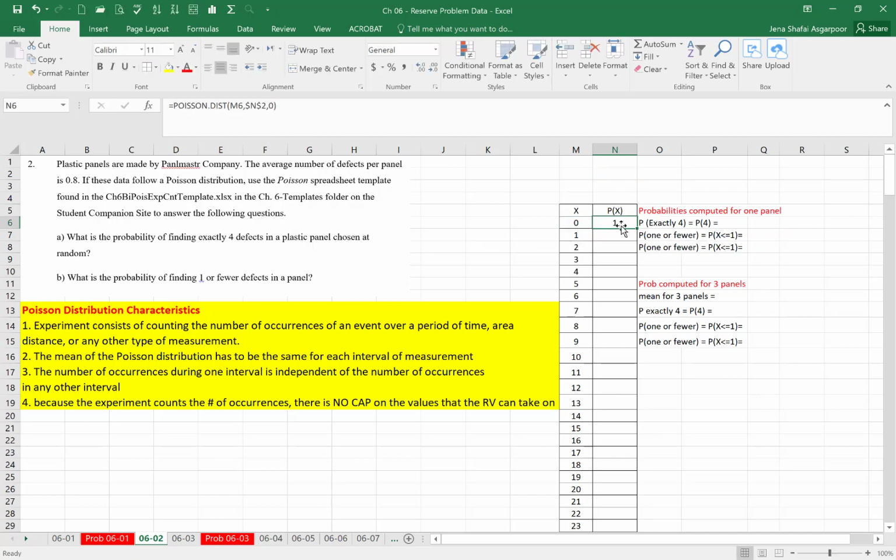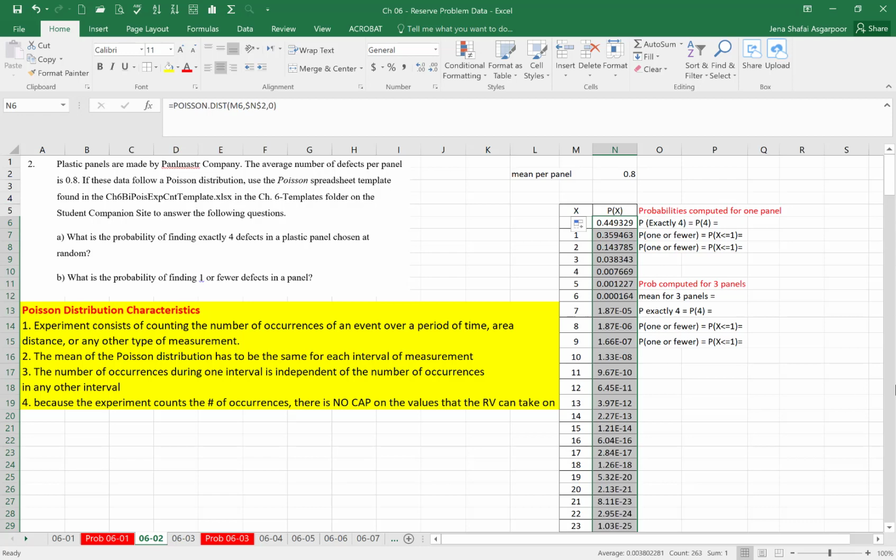Now where was that? N2. So here I want to put 0.8, which is my mean per panel. I'll put it over here, mean per panel. Okay, so now I can copy these down, and you can see that past 6 or so, they all become 0. These are all in scientific notation.